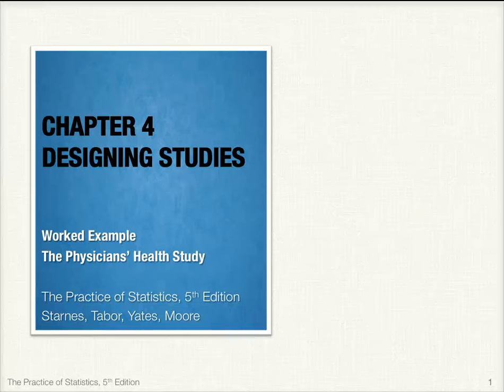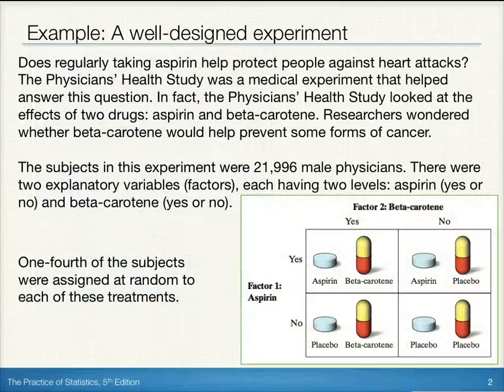In this example, we'll see what a well-designed experiment looks like. Does regularly taking aspirin help protect people against heart attacks? The Physician's Health Study was a medical experiment that helped answer that question. In fact, this study looked at the effects of two drugs, aspirin and beta-carotene. Researchers wondered whether beta-carotene would help prevent some forms of cancer.